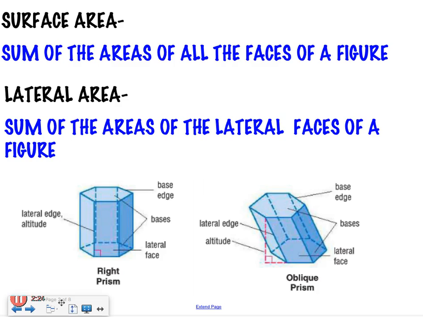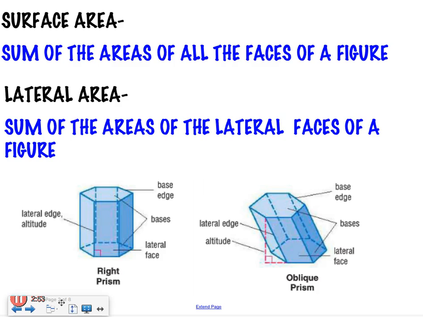Just a few other things. An edge is where two faces meet. So these little lines are your edges. The corners where two edges meet are vertices. And then what is the difference between a right prism and an oblique prism? It's like I'm pushing it over to the side, like it's slanted. So oblique means it's not straight up and down.